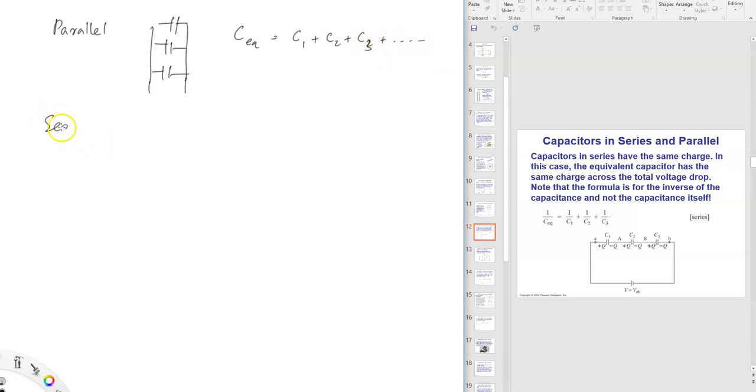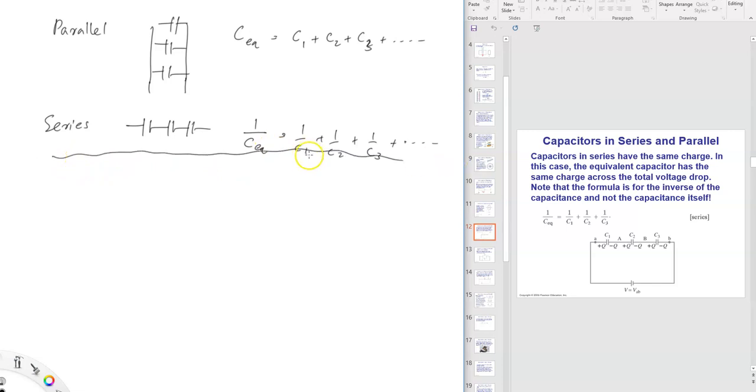A series system, one behind the other. You start here. And if you have more capacitors, you add them. Once you have this, you take the reciprocal of this and find the answer. Okay, so that's series and parallel capacitors.